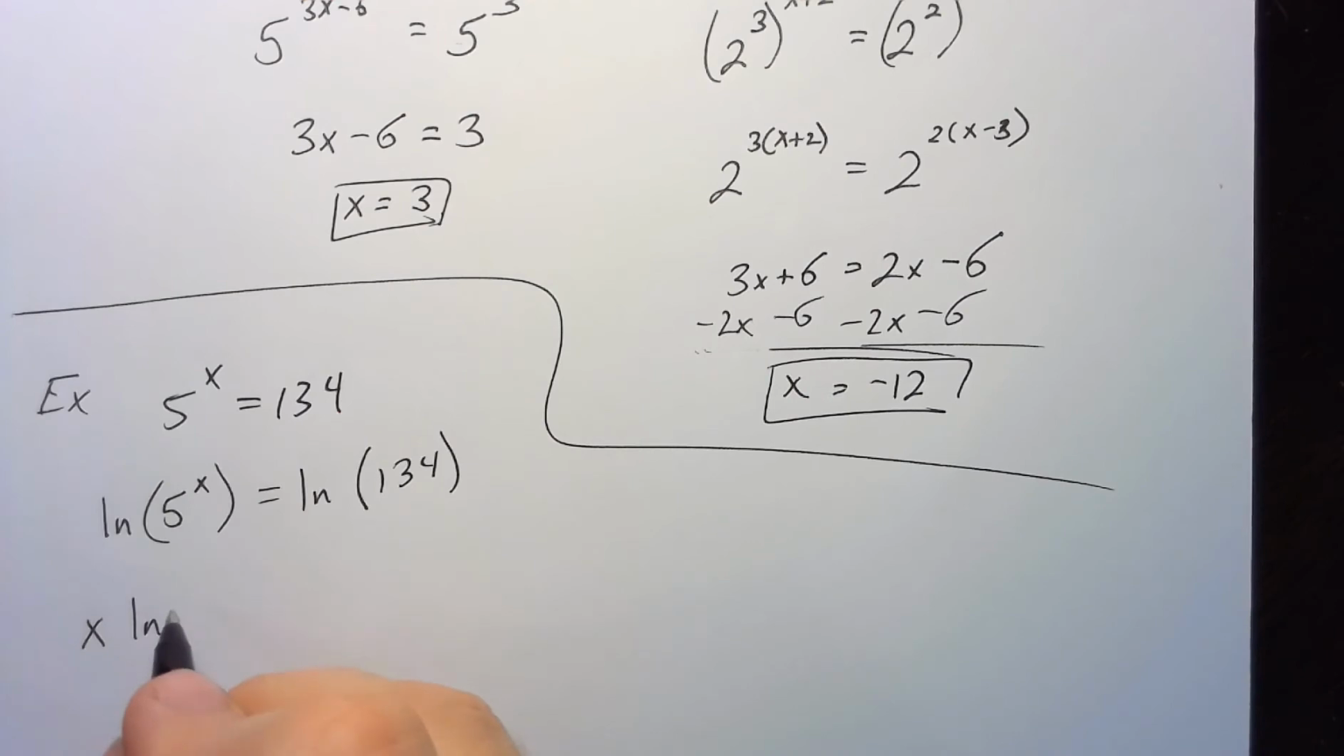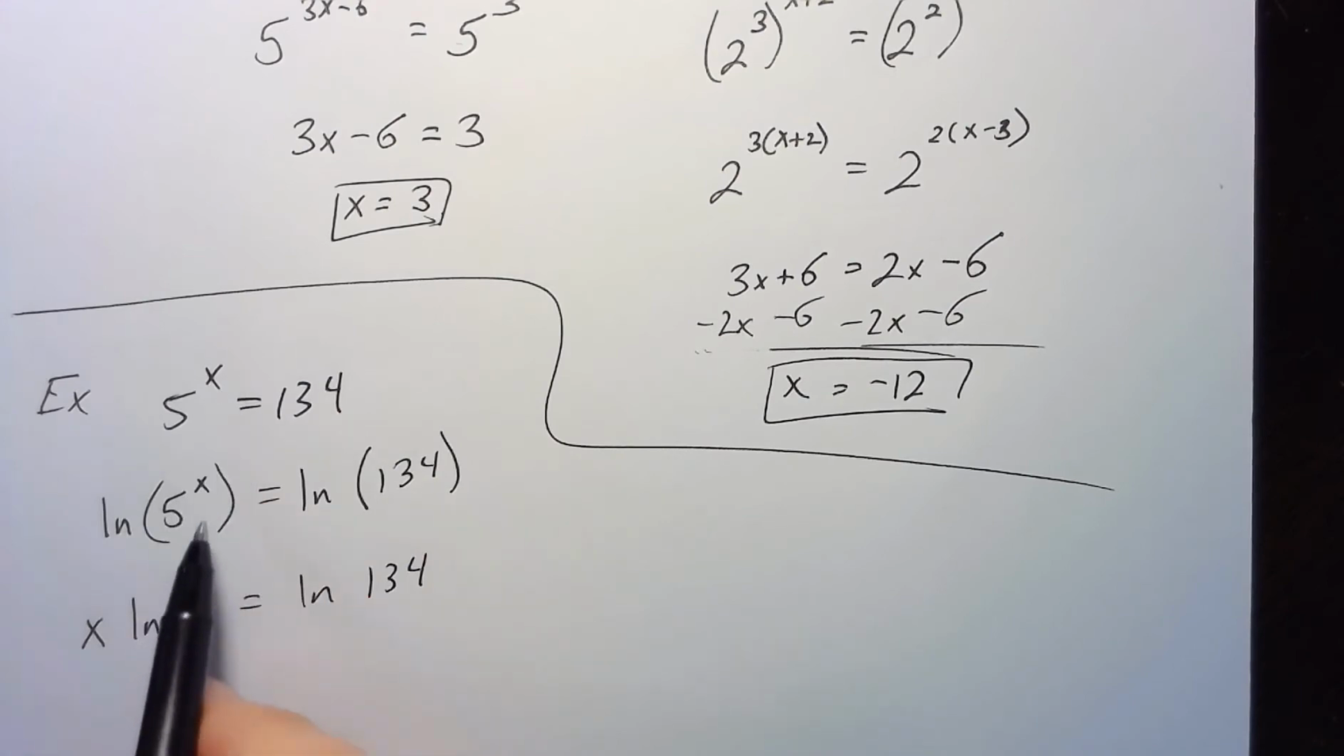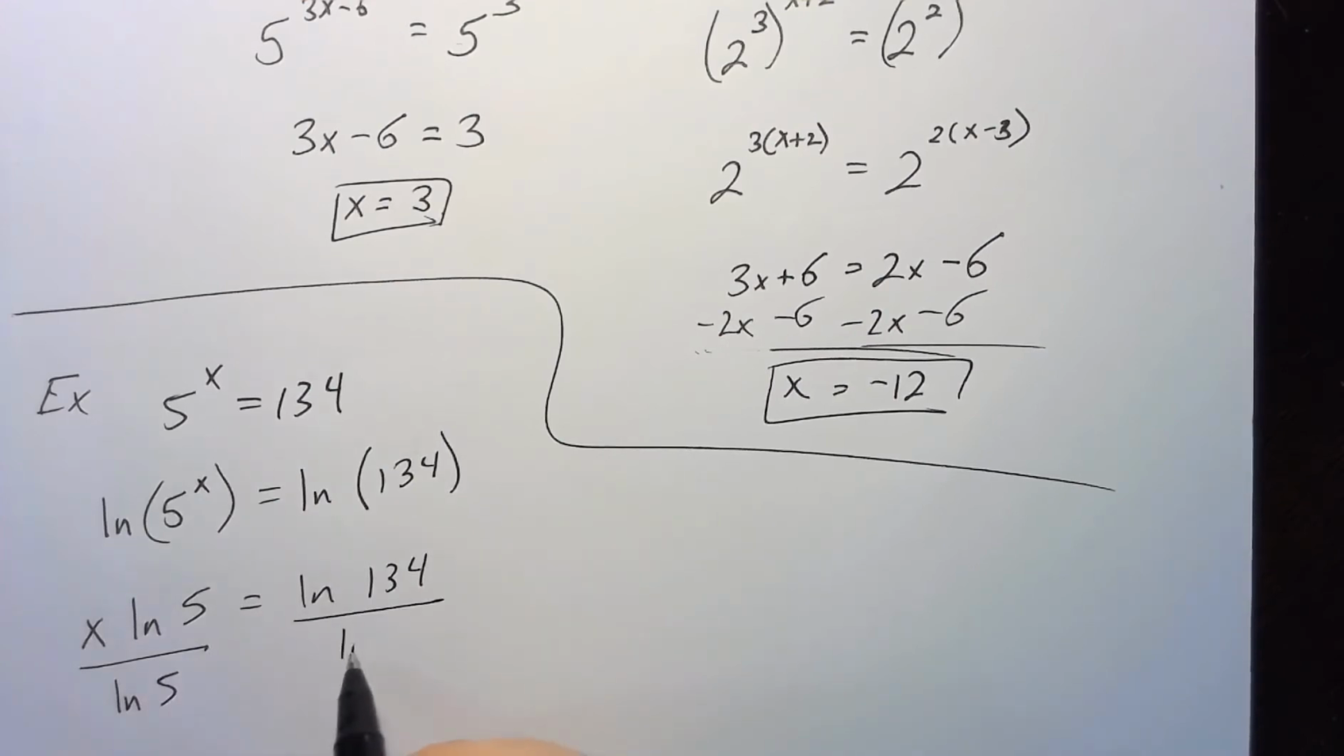That's again using the power rule. So I have x times the natural log of 5 equals natural log of 134. Well, now you'll notice that the x is no longer in the exponent, and it's sitting outside of a log function. And if I divide both sides by the natural log of 5, I will end up with x equals the natural log of 134 divided by the natural log of 5.